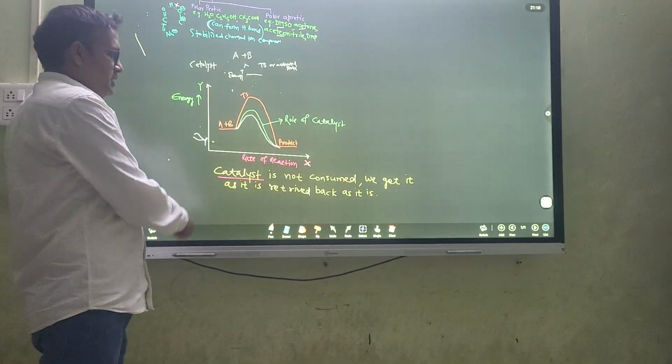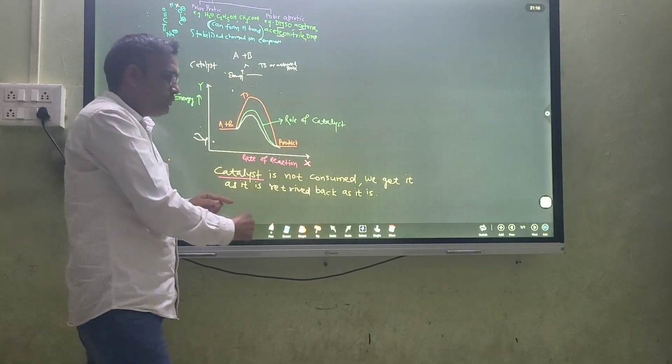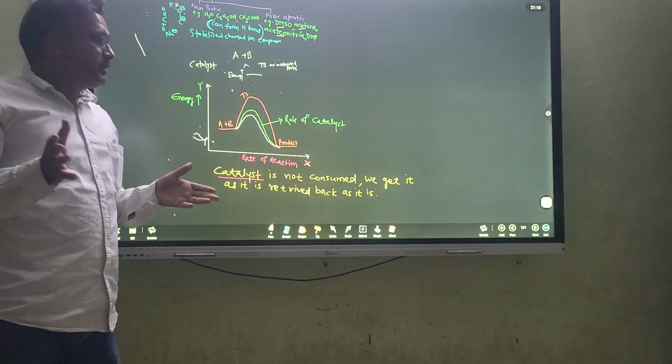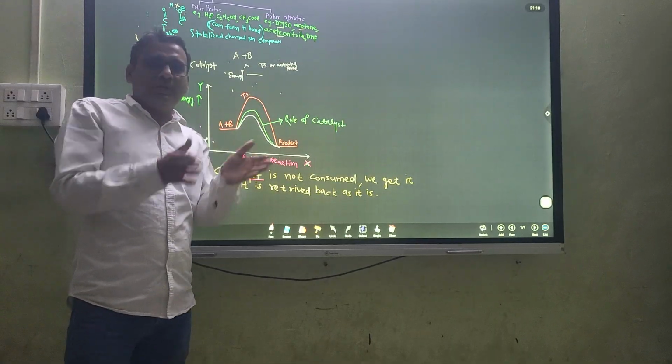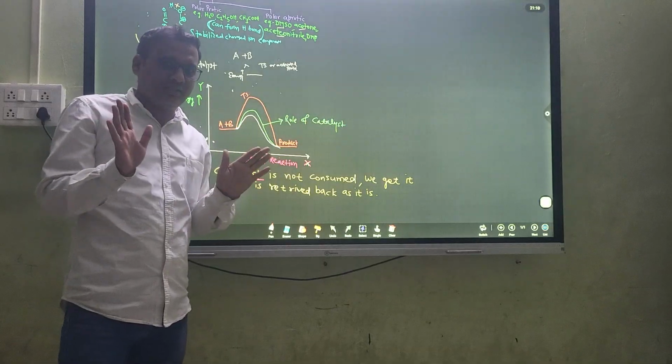When the reaction is complete, the catalyst is not consumed; we get it back as it is. That is, the catalyst is reusable, again reusable. It is not consumed in the reactions.